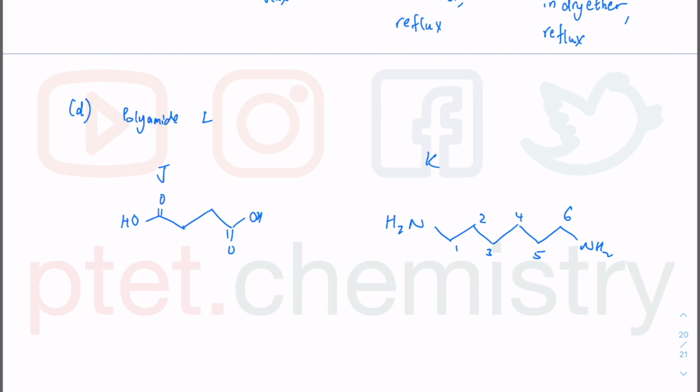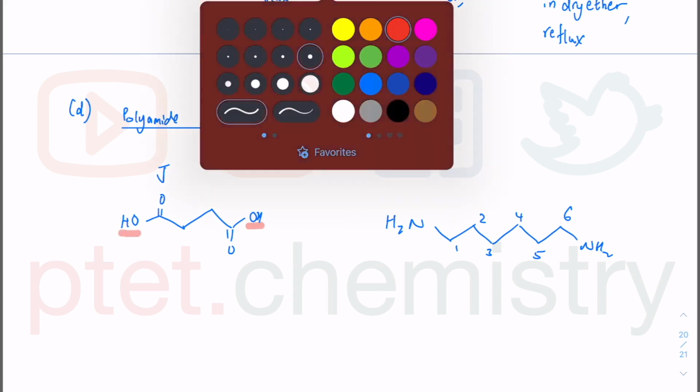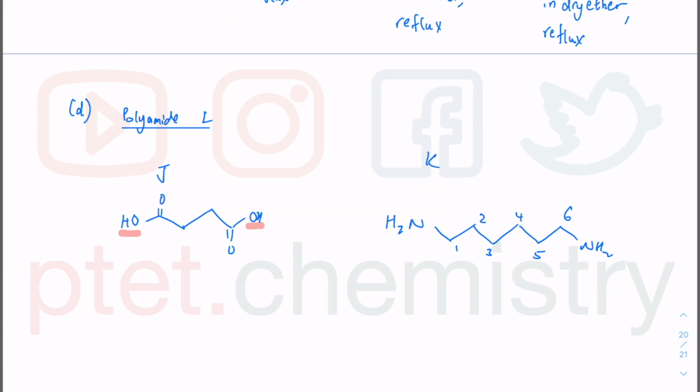Oops, sorry. This is your diamine. This is your dicarboxylic acid. You want a polyamide. So you've got to think about what the OH will lose. The carboxylic acid will lose the OH. And then what would the amine lose? The amine will lose the H only. So ultimately, what you get is the polymer.